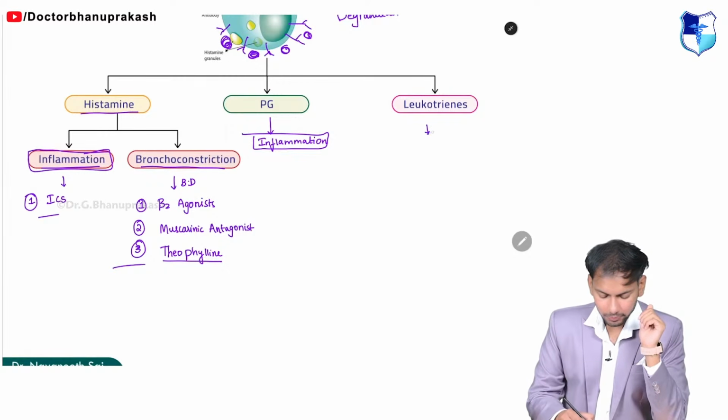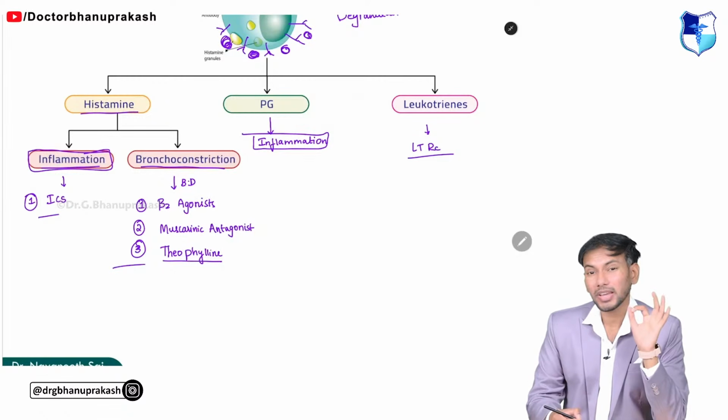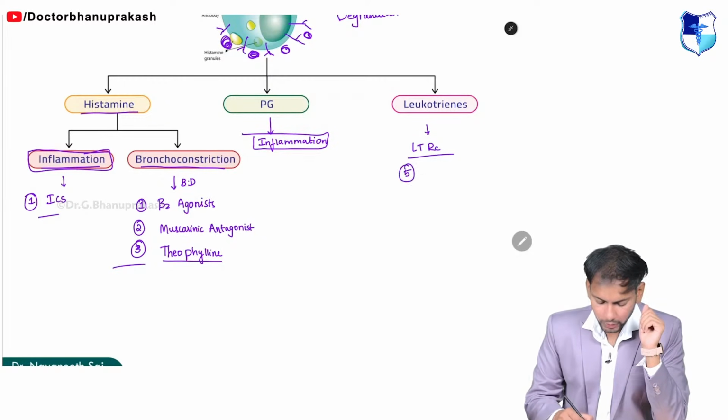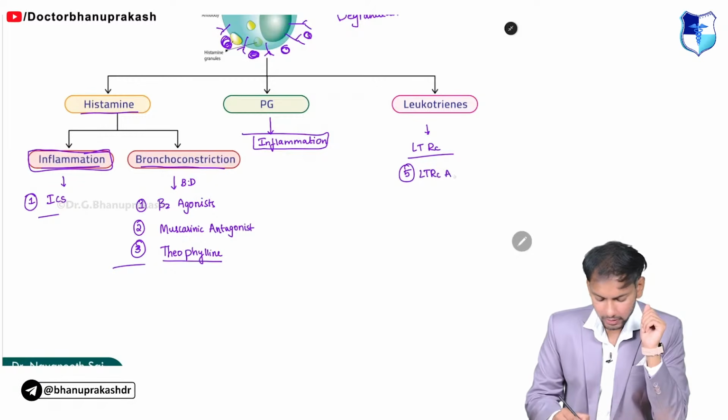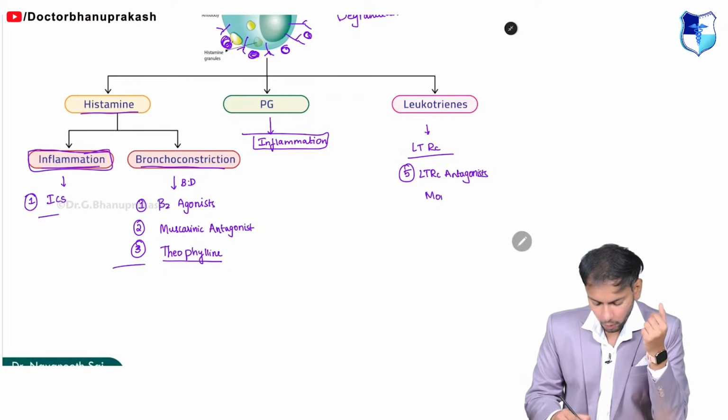Now, if you see here, leukotrienes will act on leukotriene receptors. So, we can give a drug called leukotriene receptor antagonist. What are these? These are the drugs that you commonly take: montelukast and zafirlukast.